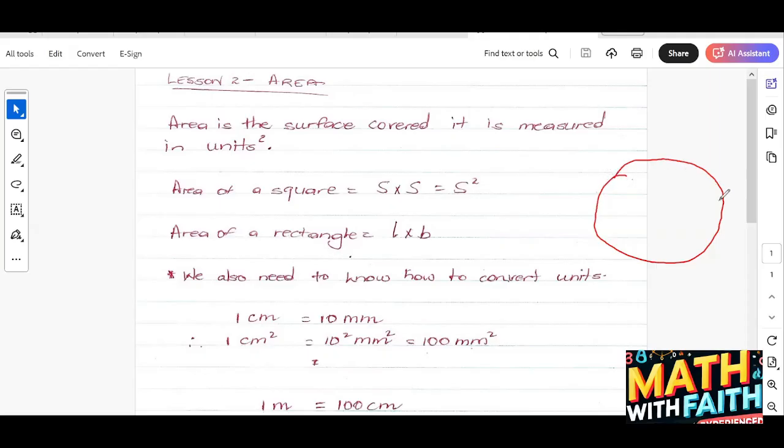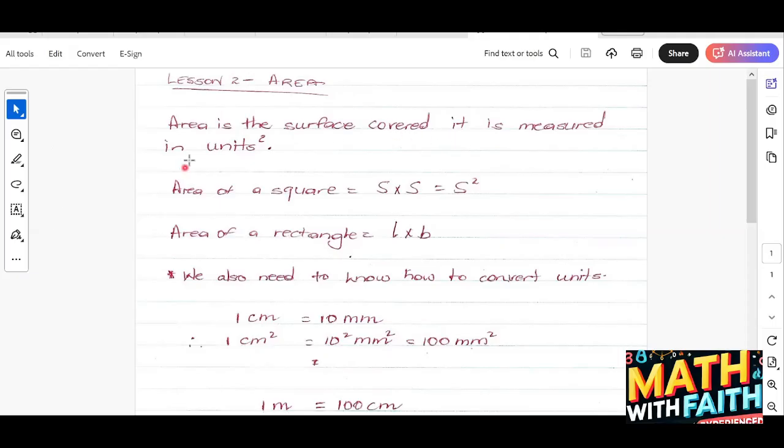The perimeter of the shape is the length of this distance around it. And the area of the shape would be the shaded region inside, the surface area or the surface covered. So this here inside, that will be the area, right? So area, as I said, is the surface covered.